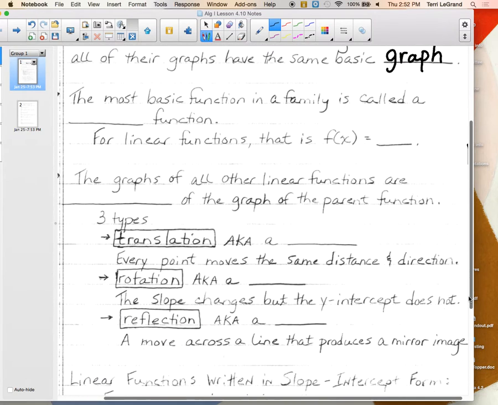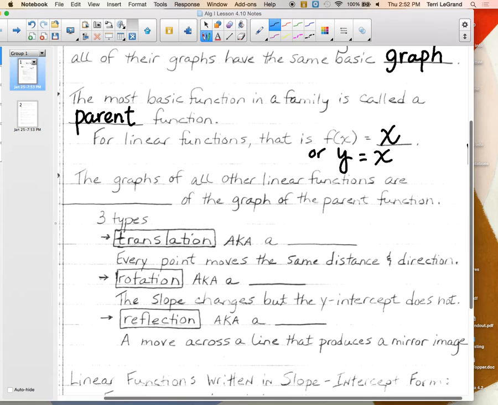The most basic function in a family. Every family has one of these. The most basic function in a family is a parent function. So the most basic function, it's kind of like the one that all the others revolve around, is called the parent function. And for the linear functions, that is f of x equals x. It's just that basic. F of x equals x. We know that f of x can also be called y. So another way to think of it is the parent function could be called y equals x.